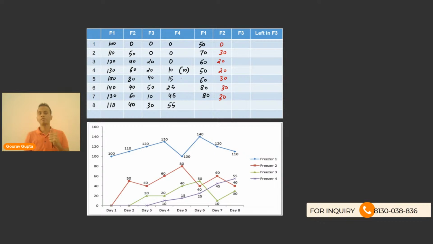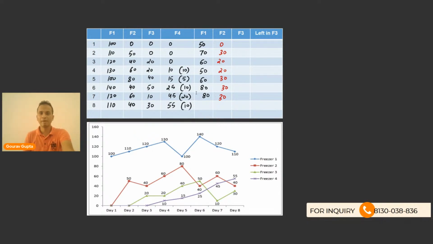Now these 10 tubs will always be present. So the next day, day 5, when the total number of tubs is 15, I can say that 5 new tubs have arrived in freezer number 4. Then day 6, 25 minus 15, that is 10 new tubs, then 20 new tubs, and then 10 new tubs. These are the number of tubs that have arrived on every day in freezer number 4 from freezer number 3.